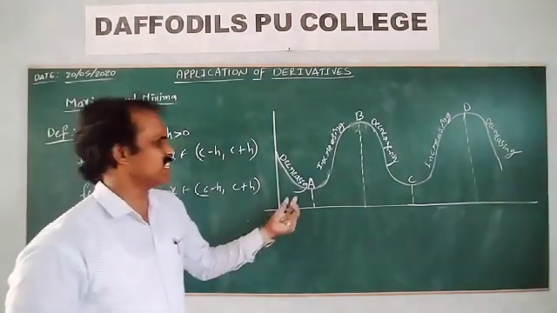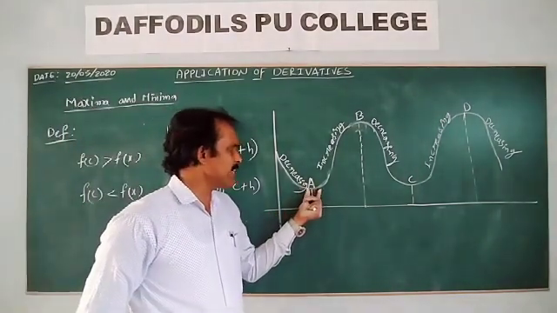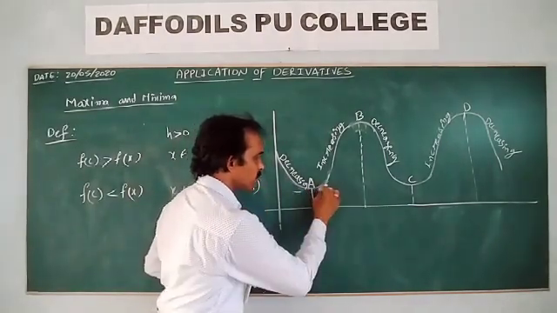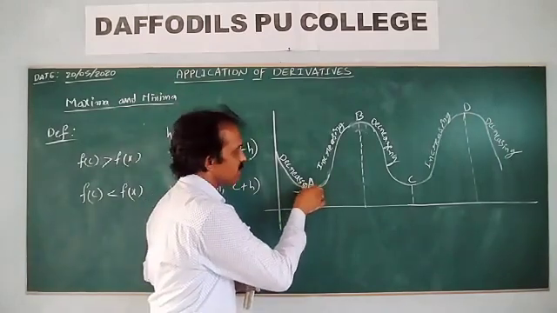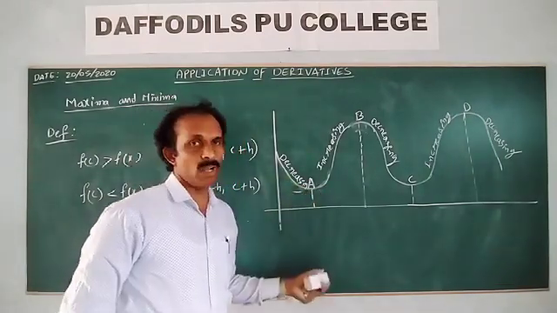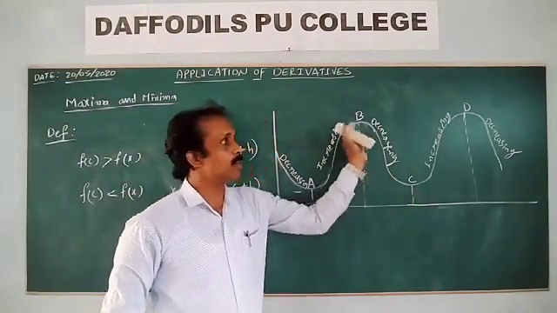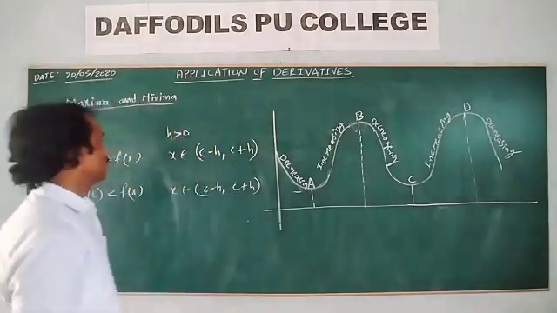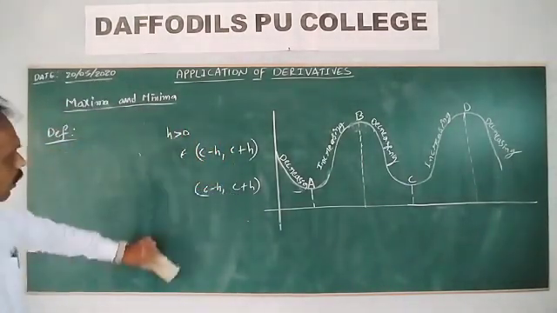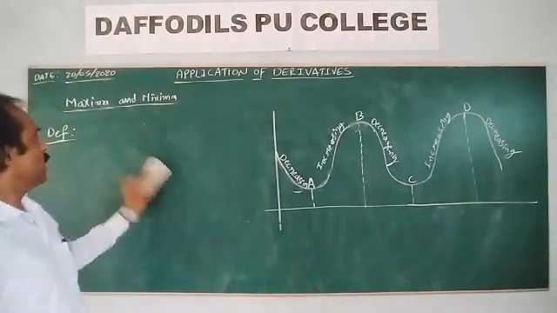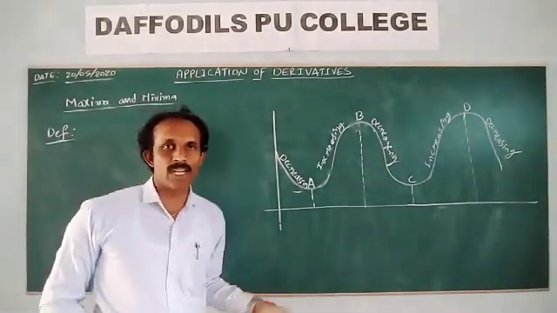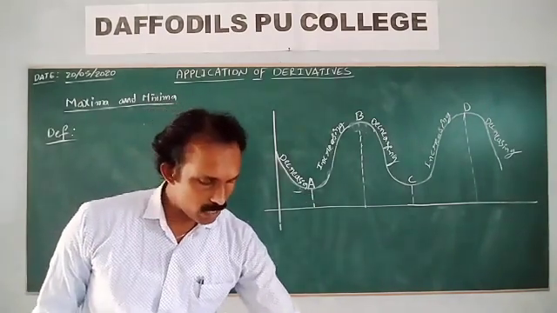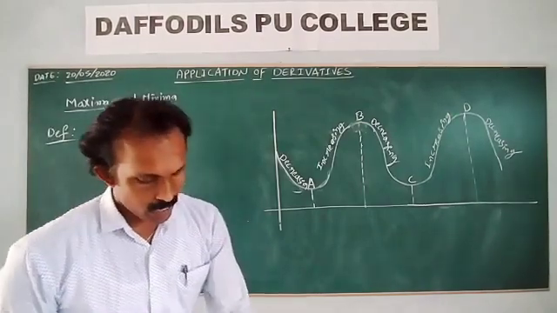To understand easily, take some points on the left side and on the right side of this point. Here it makes a minimum value, so that is a local minimum. This is called a local maximum. A local maximum or local minimum value is also called a relative maximum or relative minimum value. Okay, this is the definition. Check the definition.